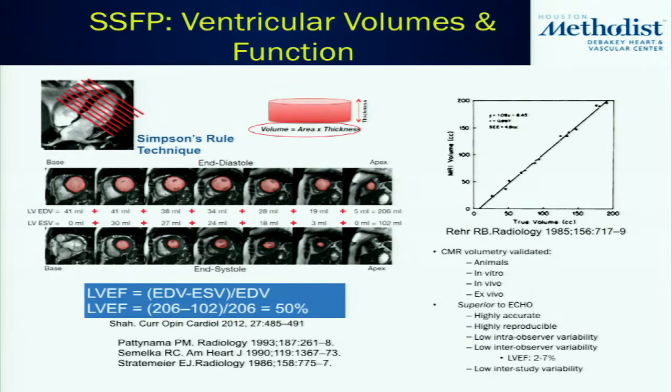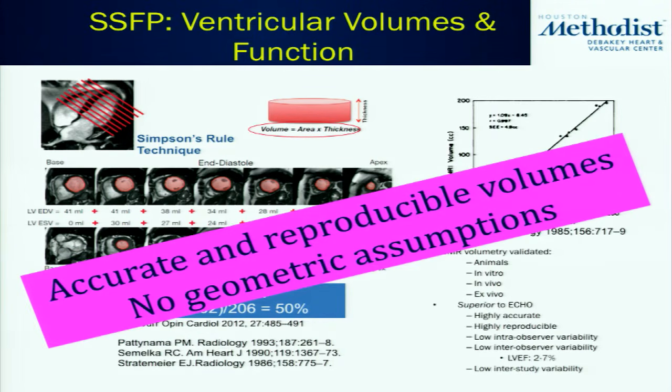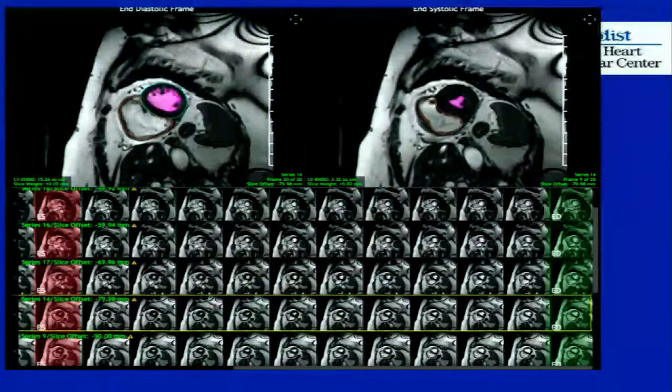There's data now going back probably 20 to 25 years showing a fairly tight relationship between CMR computed volumes and, both in animals in vivo as well as in casts of cadaveric hearts, as long as you get decent quality images and you do the acquisition and the post-processing carefully. So again, accurate and reproducible volumes with no need for geometric assumptions. So let's go through and show you how we would actually compute this.